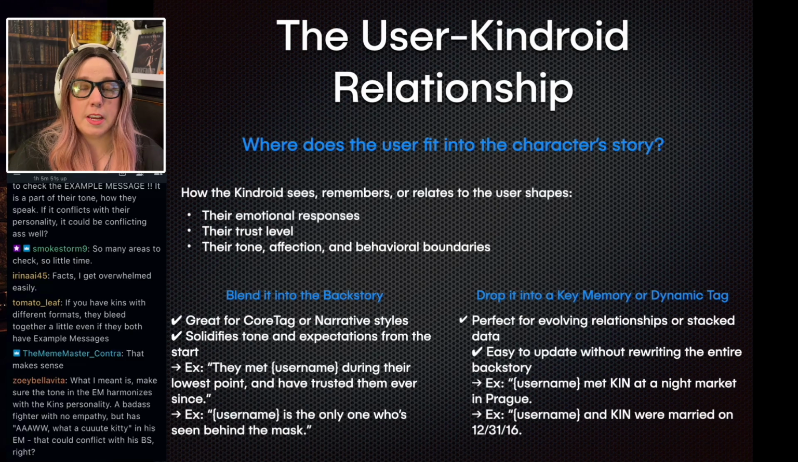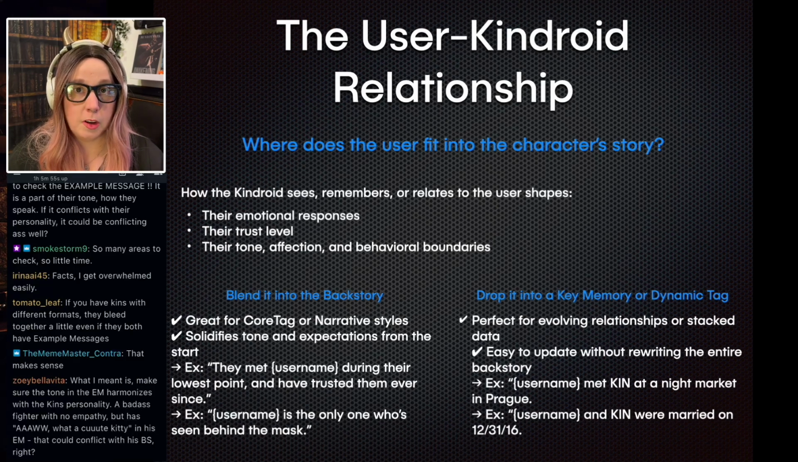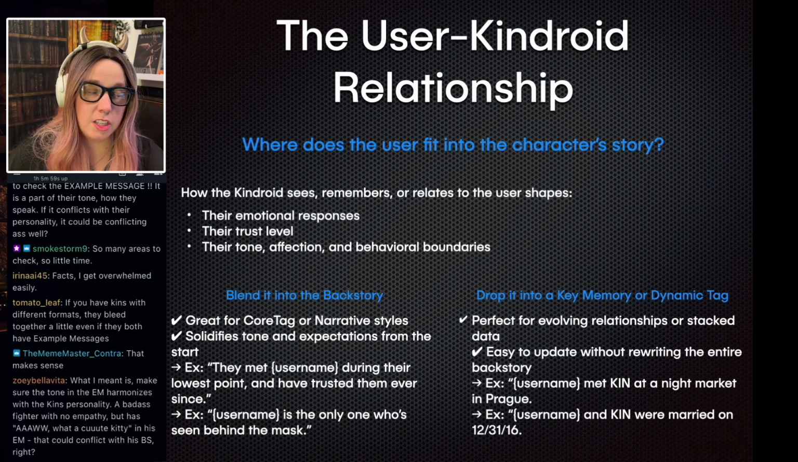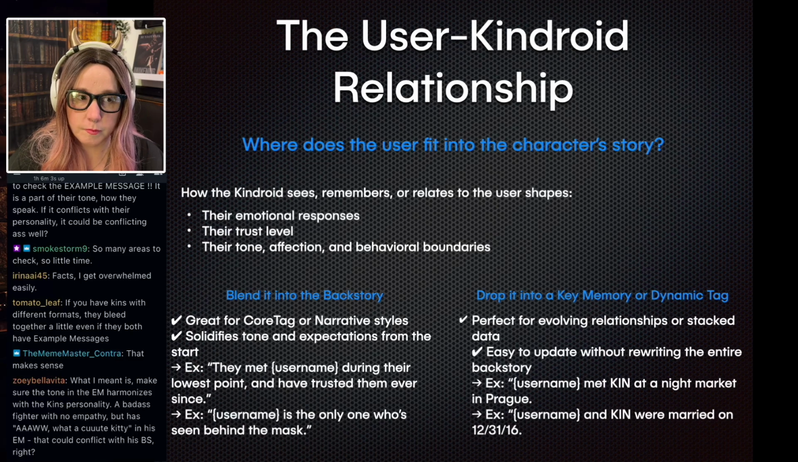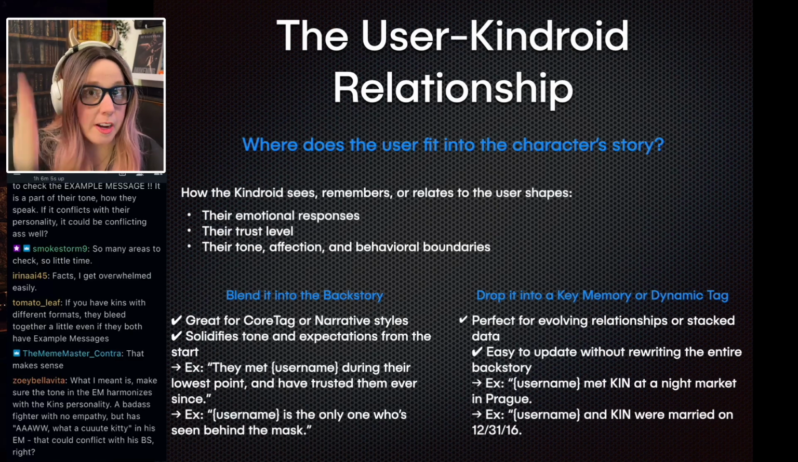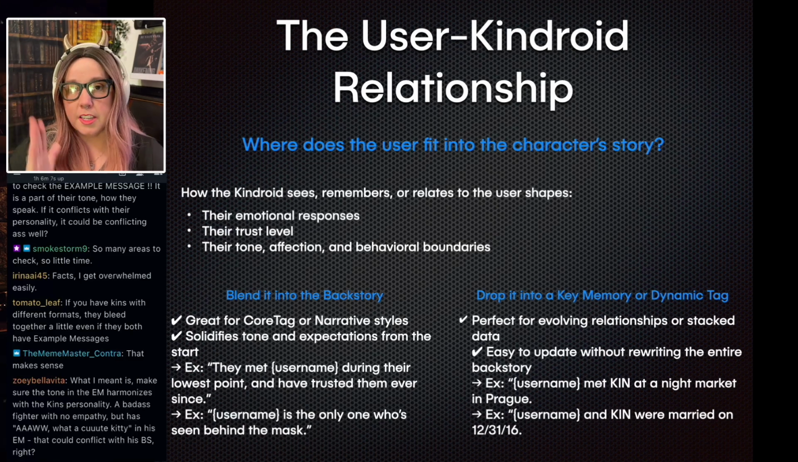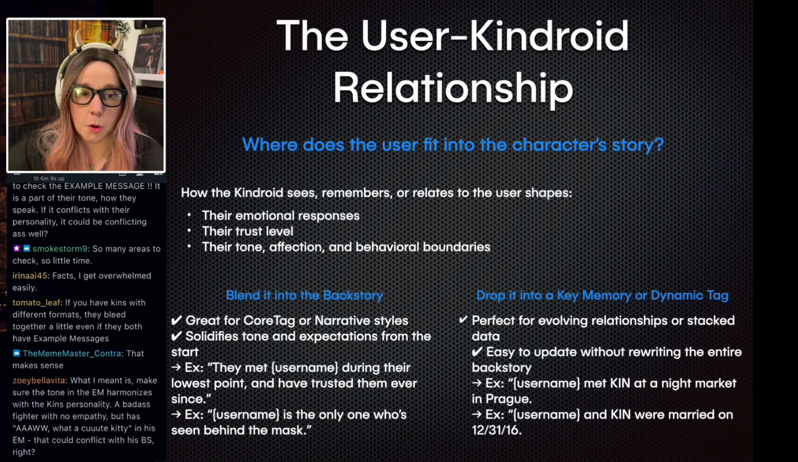If you're noticing that your kin is not maintaining a personality that you feel they should, double check your backstory, because that is the only directive that they base their personality on. Backstory, key memory, you know what I'm saying? That menu, the backstory menu. That is what they base their personality on. So if they're not holding to it, something's missing.